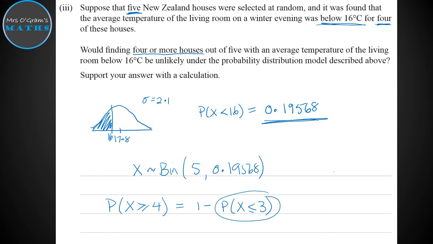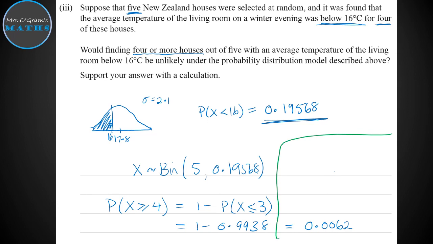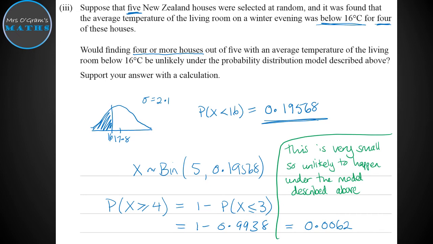This bit here we can put straight into the graphics calculator. Okay, so once you pop that into your calculator, we get 1 minus 0.9938, which comes to 0.0062. And I'm just running out of room here to do the very last bit, so I'll just make us a little box. So this is very small, so unlikely to have happened under the model described above.